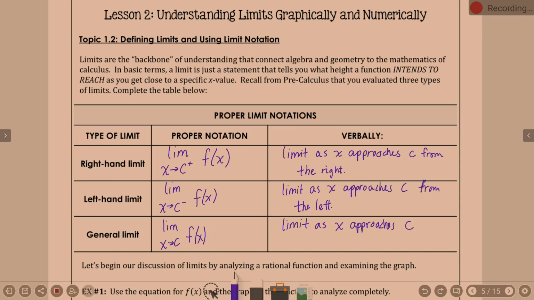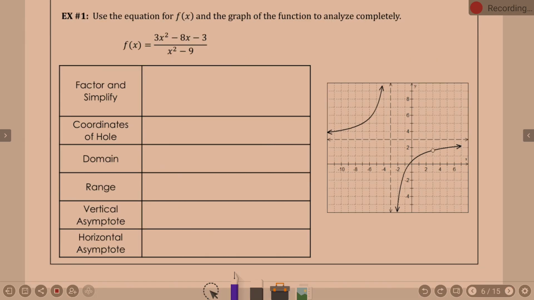Okay, so I want to look at this rational function down here and start analyzing some of it, and really more than anything, bring our vocabulary back together. Then on the next page, we'll actually talk about the limits, which may have to be tomorrow. But let's see what we can remember from pre-calc here. Use this equation for f of x and the graph of the function to analyze completely. So we're filling in this box, answering all these questions.